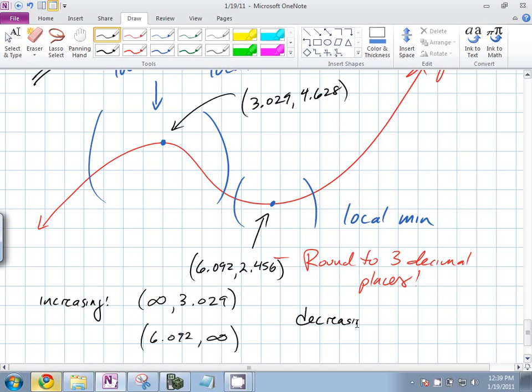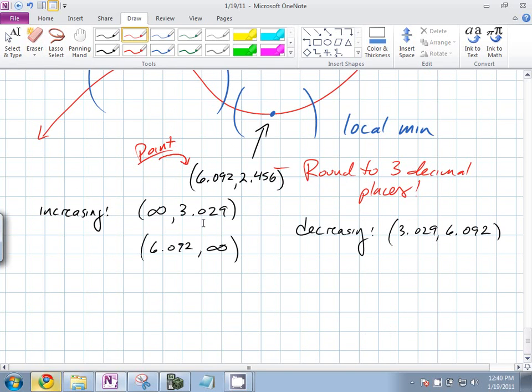3.029, infinitely close to 6.092. Are these points? No. No. I know it's dangerous writing these two close together. This is a point, and this is a point. It should be very clear if it's a point or part of the domain. You can also write it like this. What's another way to write this? X is less than. That's great. That's perfect. And X is greater than 6.092. And this one is X is between. X between. Yeah. Does that answer your question?